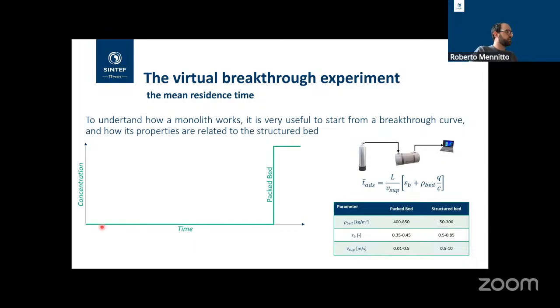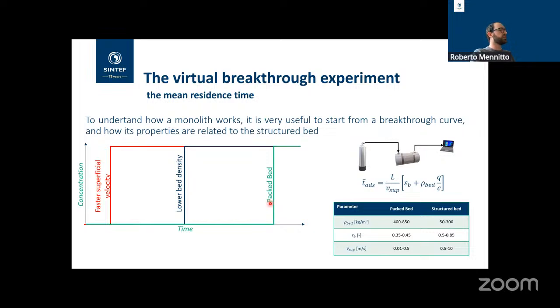If we look at the mean residence time, a breakthrough curve would look like this for a packed bed. And of course, if you switch then to lower bed density, because structuring a bed means lower bed density, the mean residence time will be faster. And if we go then to much faster velocity that we want to have in a monolith compared to a packed bed, we saw that the mean residence time is significantly less than the one of a packed bed.